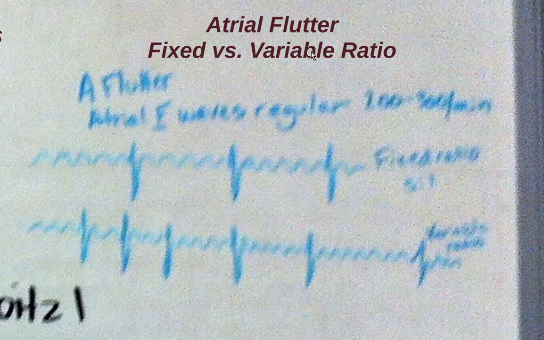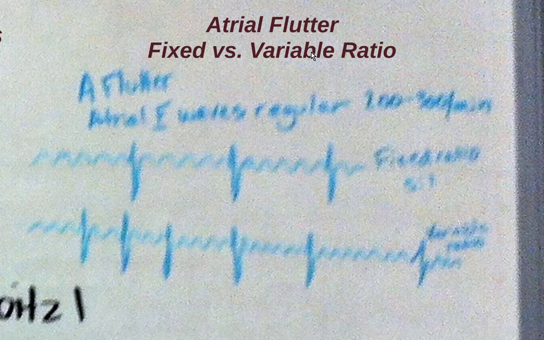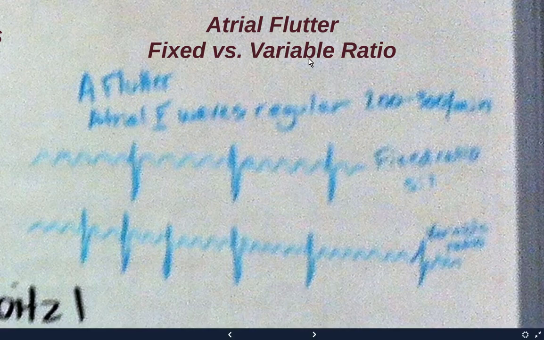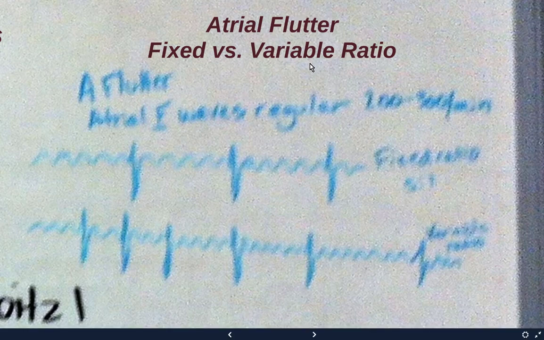And then variable ratio, there may be 3 F waves in a QRS, and then 5 F waves in a QRS, and then 6 F waves in a QRS. So it's just very variable. Fixed ratio is better, of course, because it's nice and regular and predictable. And they can go in and out of both.